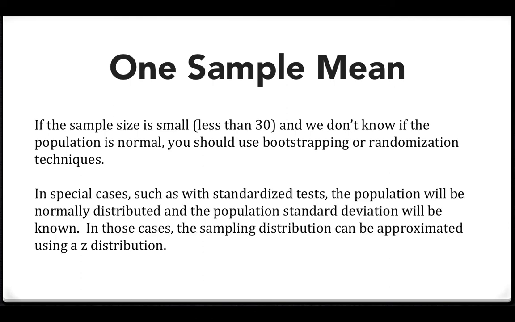In special cases, such as with standardized tests, the population will be normally distributed and the population standard deviation will be known. In those cases, the sampling distribution can be approximated using a z distribution. This is known as a one-sample mean z-test. There's an optional section in your online notes this week that covers the one-sample mean z-test. It's used often in the fields of education and psychology where we have standardized tests with a known population mean and a known population standard deviation. In other fields, you may be much less likely to see this type of test.